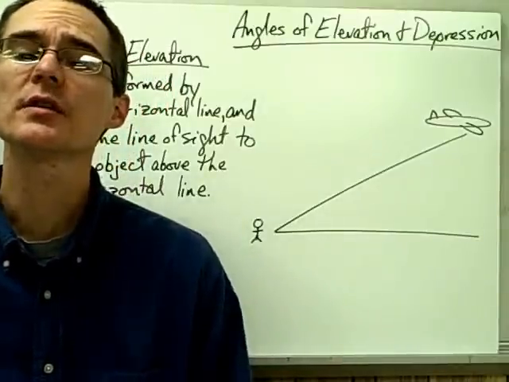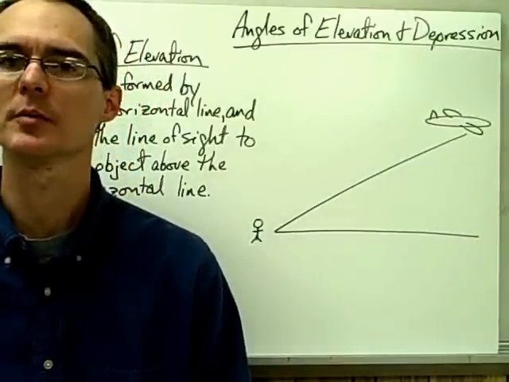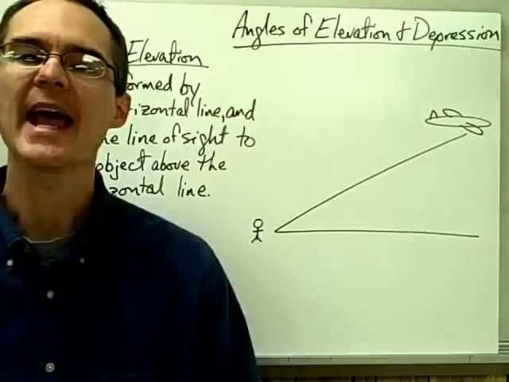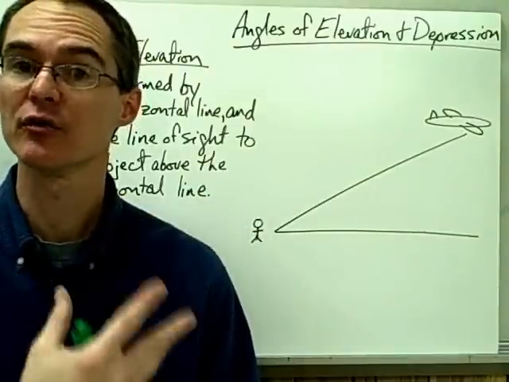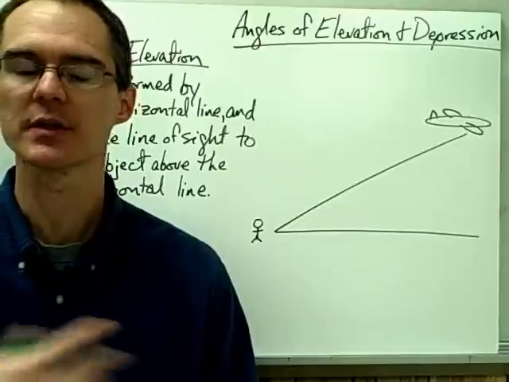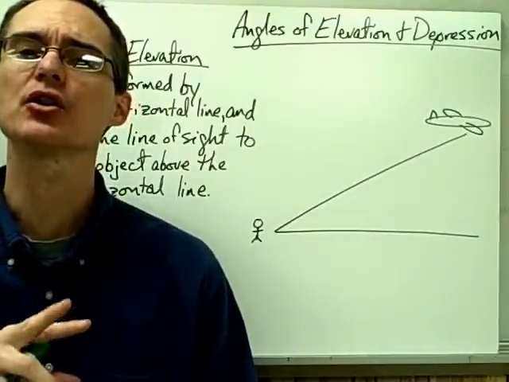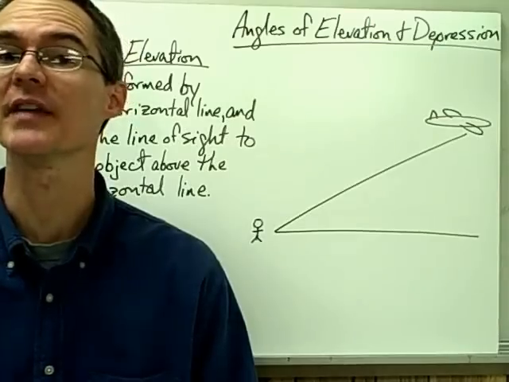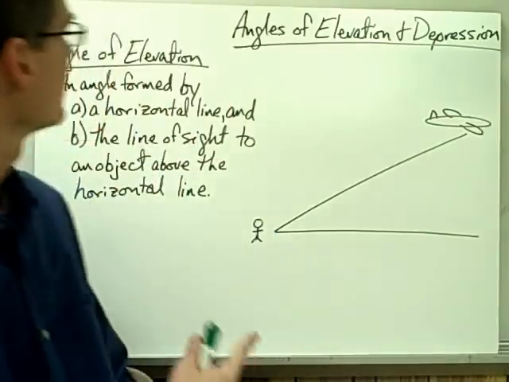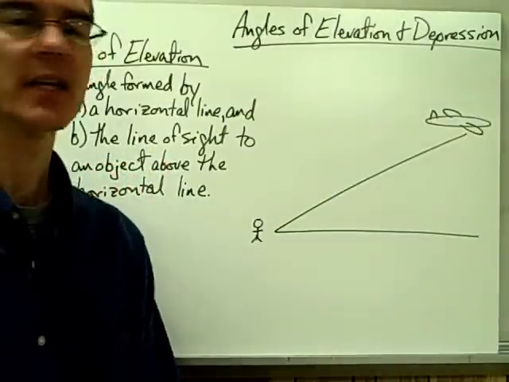Okay, so we've been using the trig ratios to solve problems involving right triangles, and now we're going to solve a few problems in which we actually have to draw the triangle first before we can solve it. And before we do that, we're going to talk about two particular types of angles, angles of depression and angles of elevation.